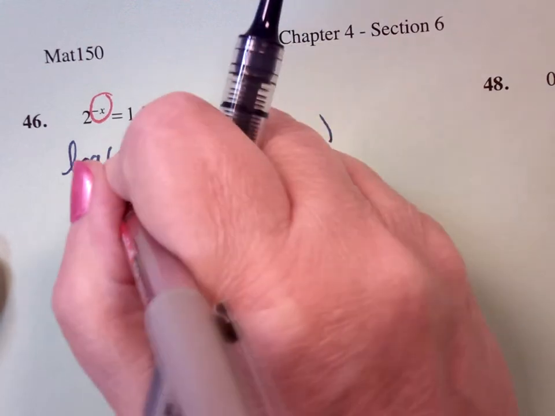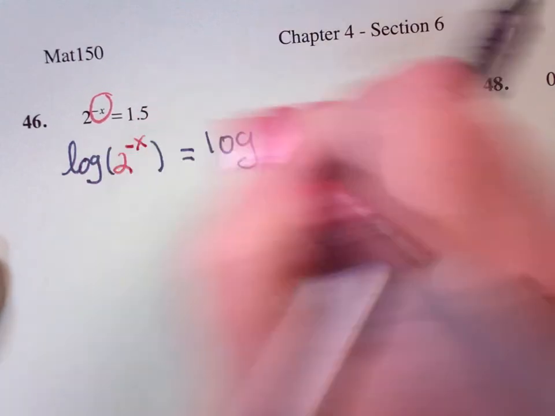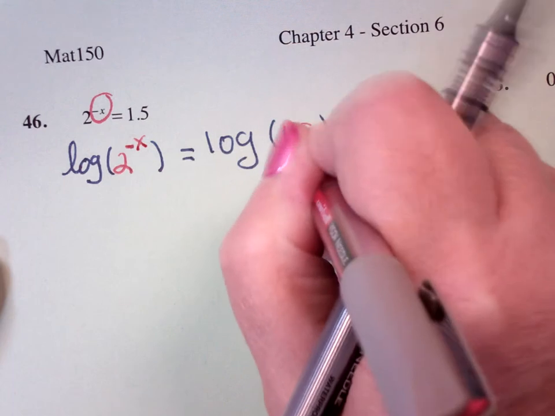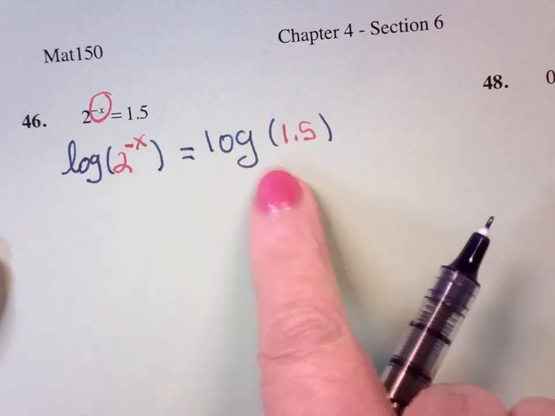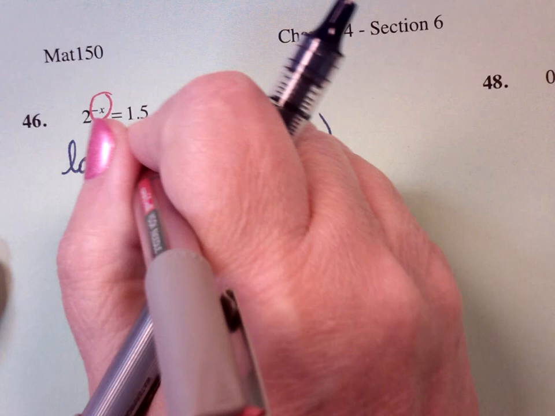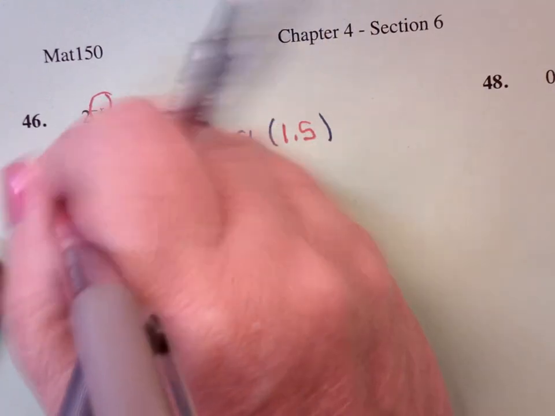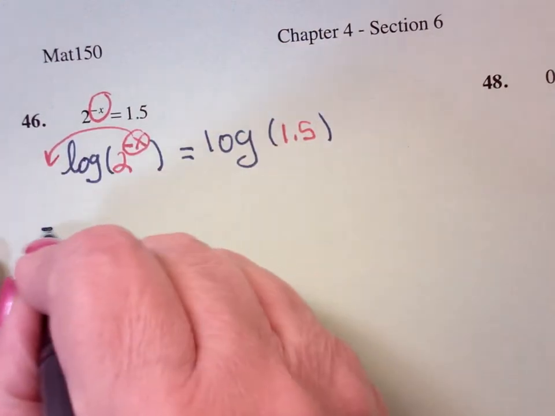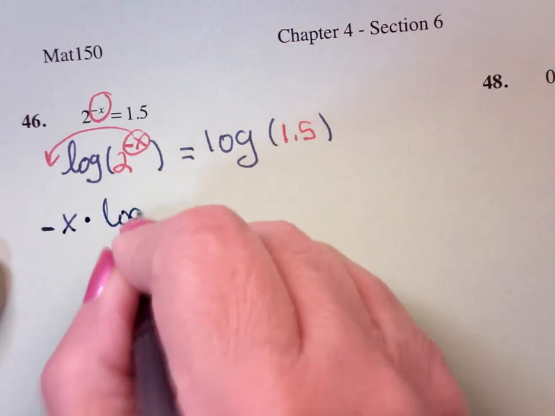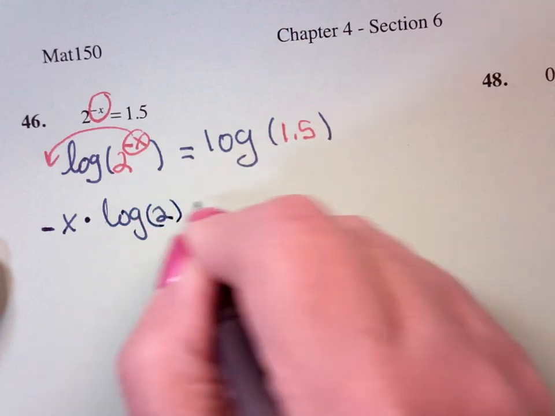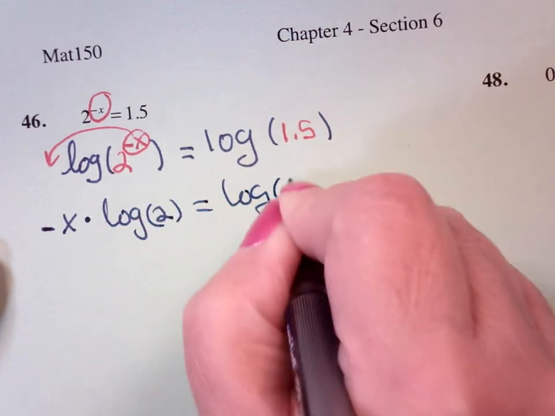The left-hand side is 2 to the minus x, and the right-hand side is 1.5. So if those two things are equal, then the log, and I'm using log base 10 because that's on my calculator, I can take the log of both sides. They're equal. Now that enables me to take the exponent and bring it down in front, so that the opposite of x times log of 2 equals the log of 1.5.